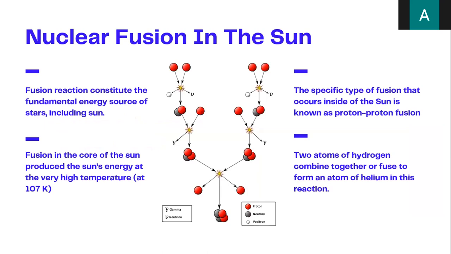So during this fusion, a lot of energy is produced both in form of light and heat, which reach the earth in the form of sun ray. So fusion reaction constitute the fundamental energy source of stars, including sun. So fusion in the core of the sun produce the sun's energy at the very high. Specific type of fusion that occurs inside of the sun is known as proton-proton fusion.